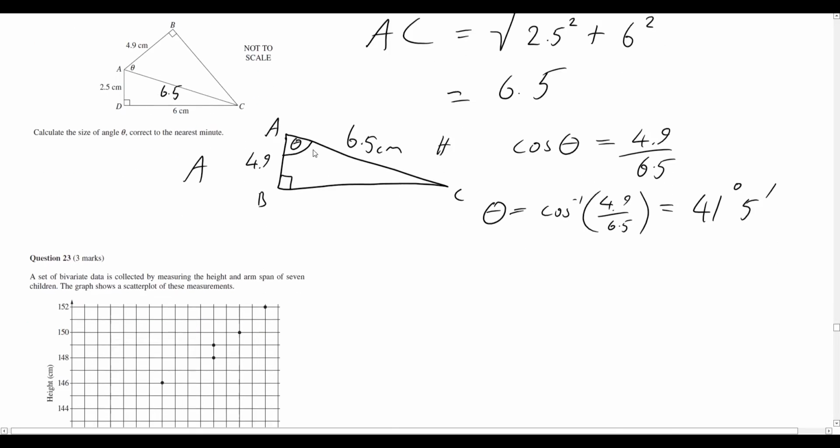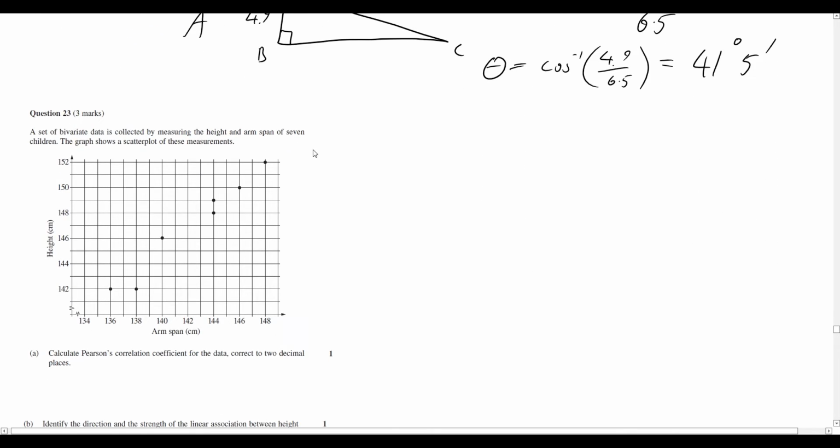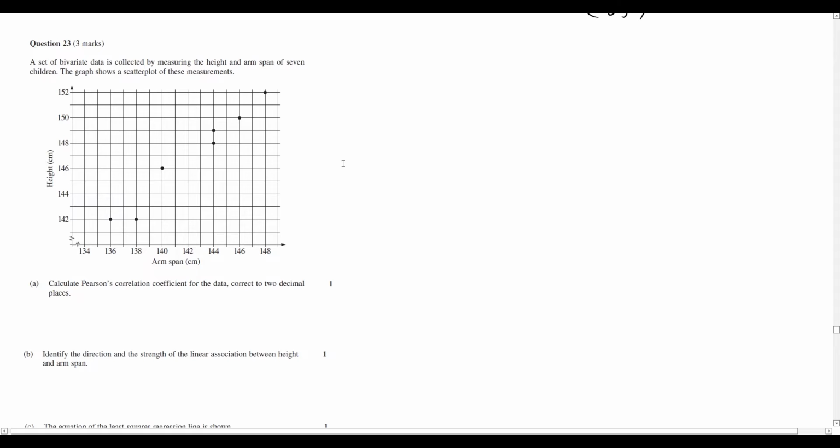Okay, now question 23. A set of bivariate data is collected by measuring the height and arm span of 7 children. The graph shows a scatter plot of these measurements. It asks us to calculate Pearson's correlation coefficient for the data, correct to 2 decimal places. Okay, so this is pretty straightforward calculator work. You just need to turn your calculator into stats mode, input the data, and then extrapolate the Pearson correlation coefficient. And when we do that, we get a value of r equals 0.98.